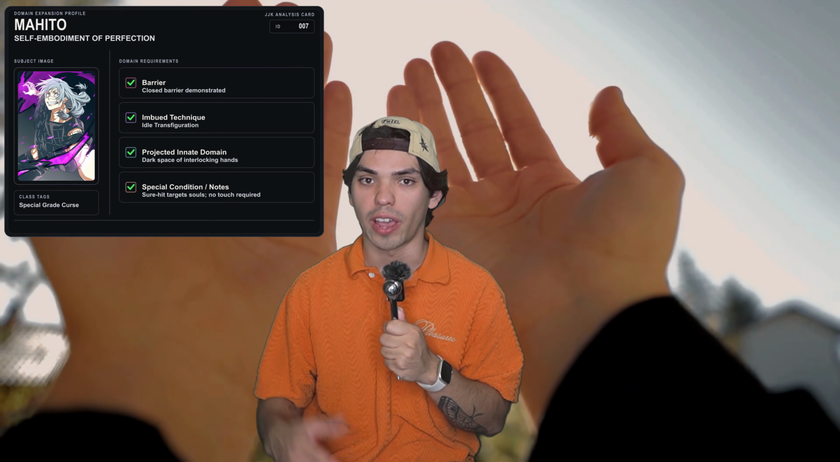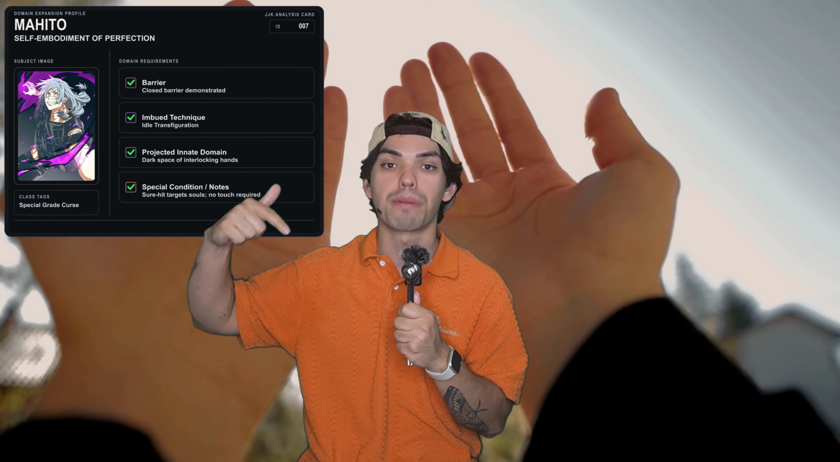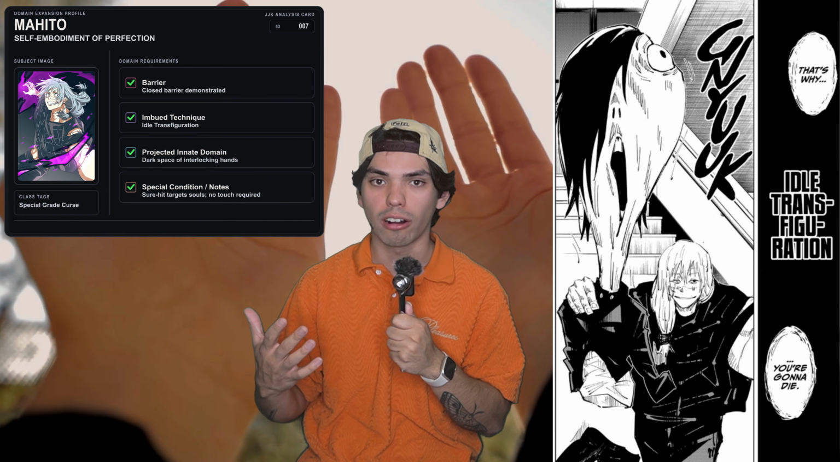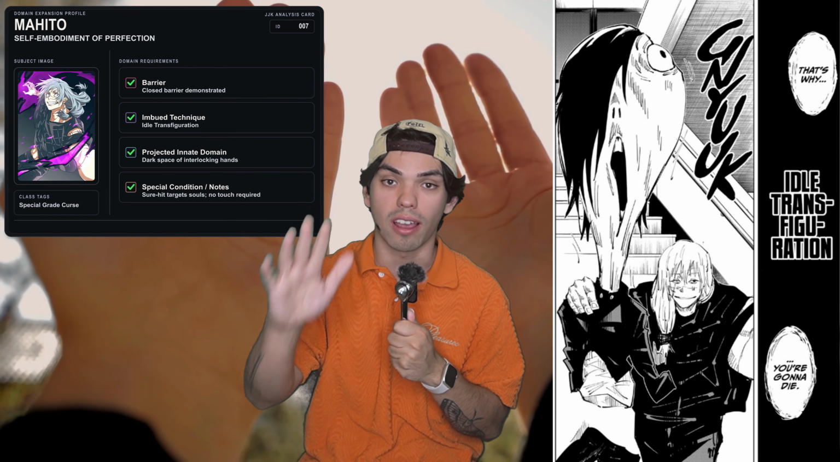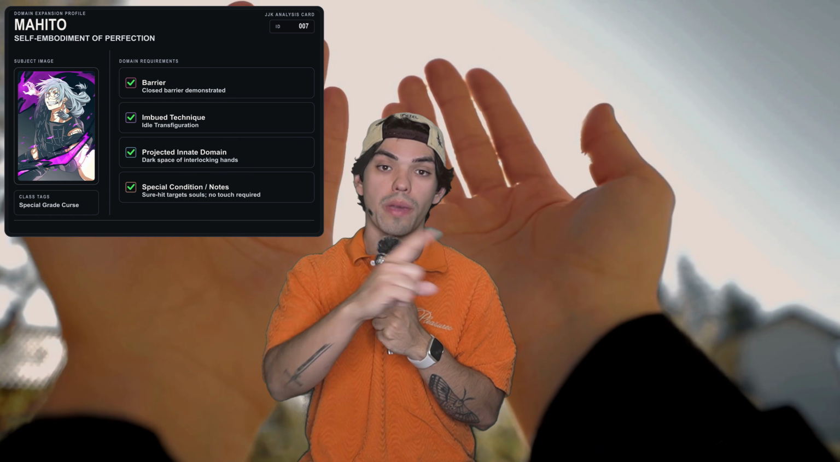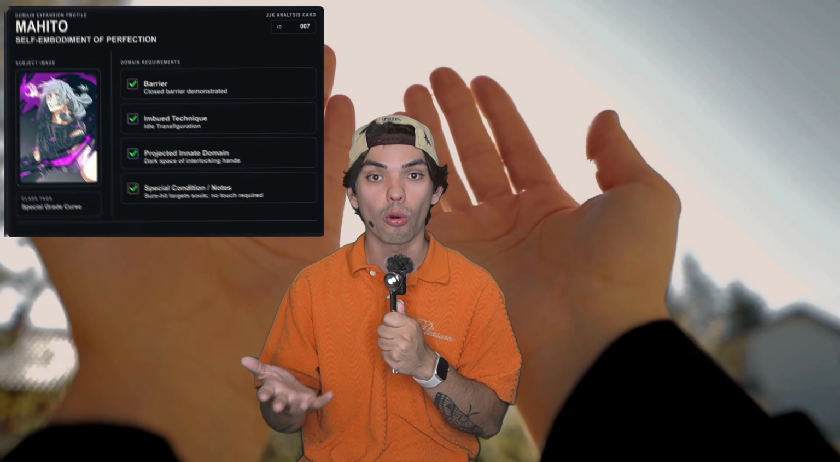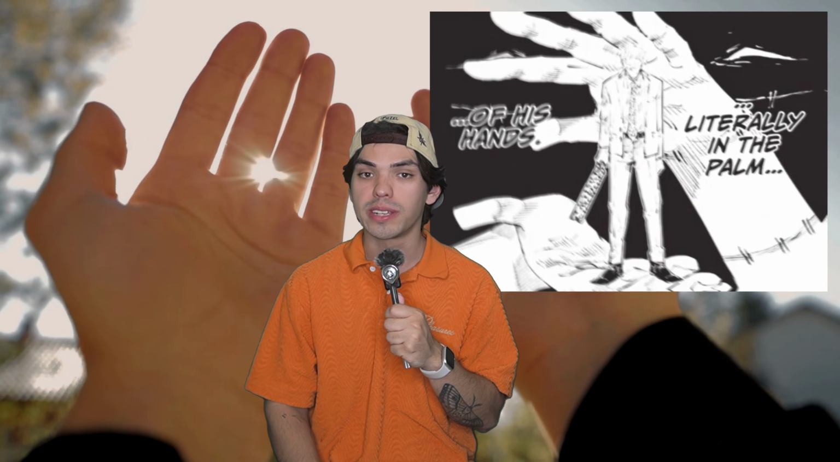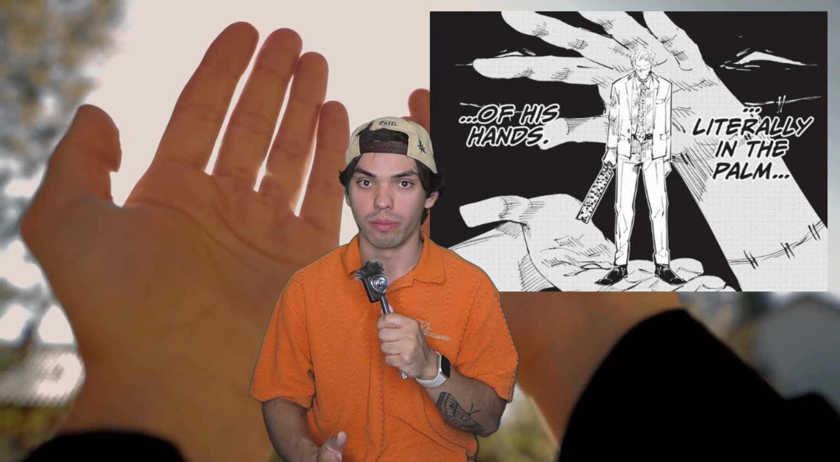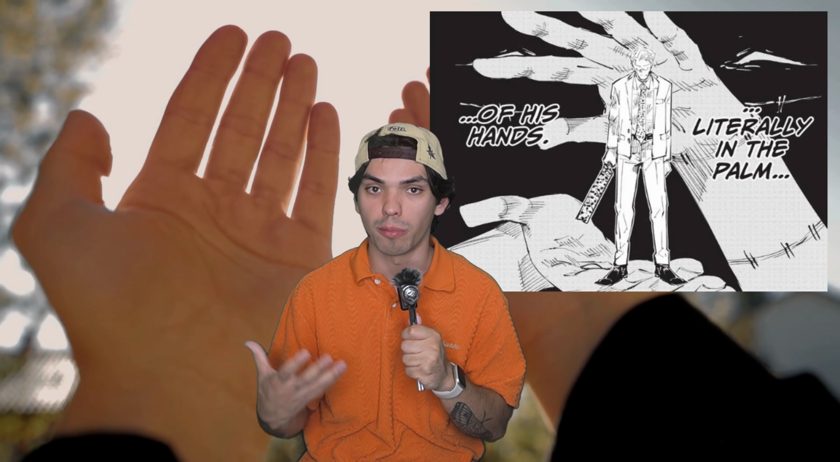Mahito's Self-Embodiment of Perfection turns touch from an action into a property of the environment itself. See, normally Idle Transfiguration requires Mahito to make contact in order for it to work. Inside his domain, however, the barrier is constructed from hands, meaning everybody trapped inside is already being held at the level of the soul. Nanami's description of being inside the domain is literal. Entering this domain means placing yourself in the palm of Mahito's hand.